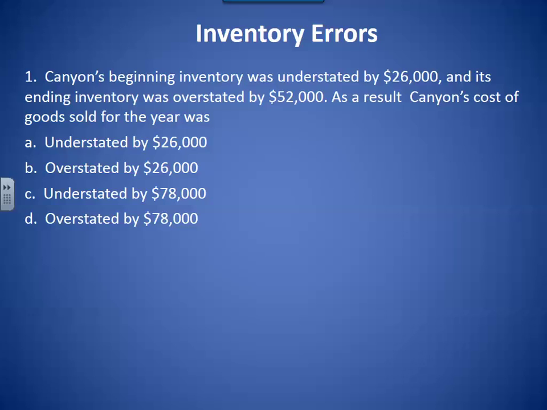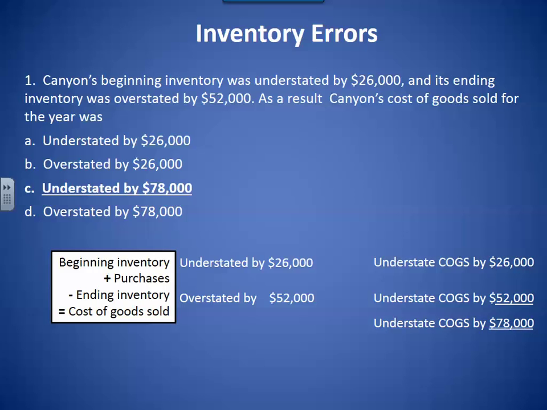Canyon's beginning inventory was understated by $26,000 and its ending inventory was overstated by $52,000. As a result, Canyon's cost of goods sold for the year was, and you're given your choices. Go ahead and stop your video. Okay, and the answer is C. It's going to have been understated by $78,000.